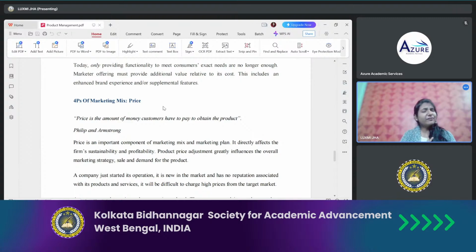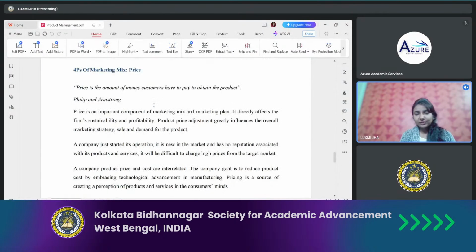And this plays a very important role when the marketer comes with any particular product in the market. Now, as per the definition given by Kotler and Armstrong, price is an important component of the marketing mix and marketing plan. Why? First is the product that has to be considered. This product is sellable in the market and able to capture attention because of this price.